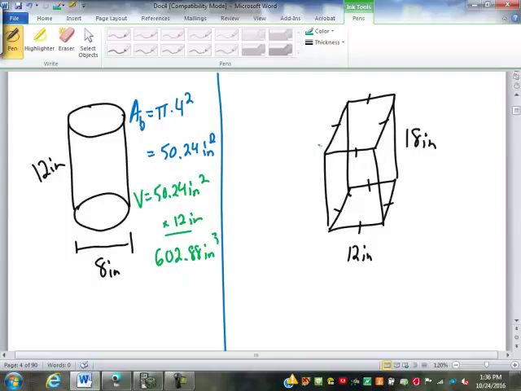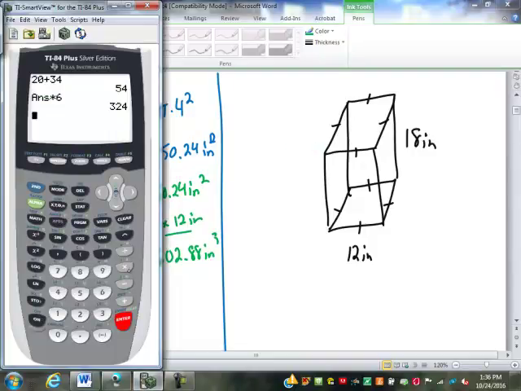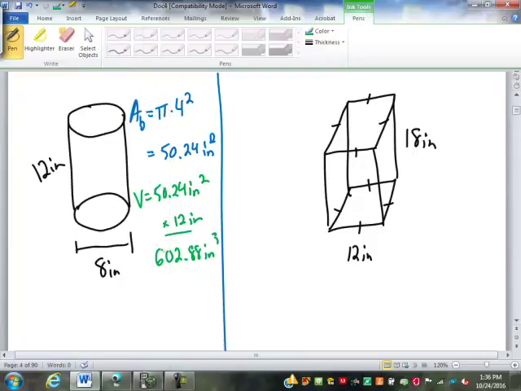What's that? Did you use the pi key instead of 3.14? Yes, I did. That would be the difference. That's just fine. Absolutely fine there. 602.88 is what we get for our volume, cubic inches. So you're like 603 something? Yeah. That is just fine.